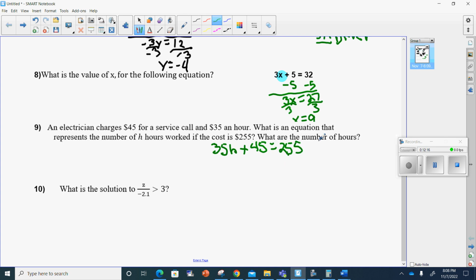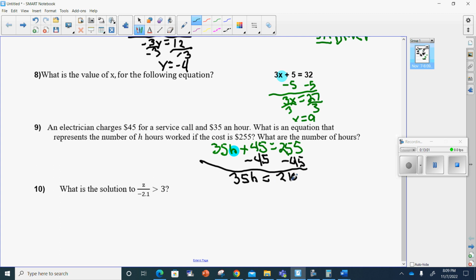Now it wants us to solve it and find the number of hours, which is going to be our H. And go back to black ink because I'm not crazy about this green color. I know I'm going to have to subtract 45 from this side. I understand that because I'm going to do PEMDAS backwards, which means I look for addition and subtraction first, and I did. Then I'm going to minus 45 from this side. It's going to give me 35H equal to 210.